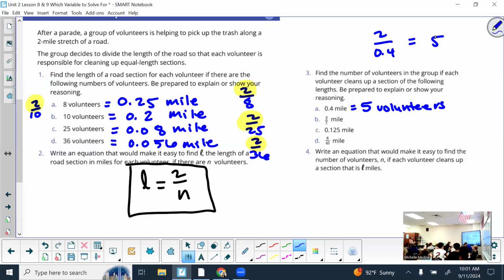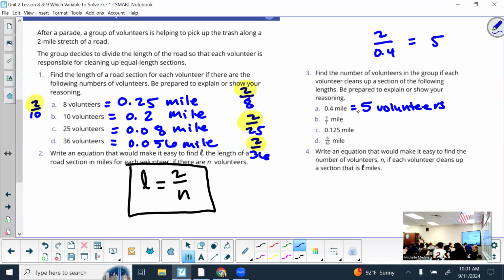Earlier in my first hour, they told me that they just did guess and check. Which works, right? If we figured that for 8 volunteers, they're each cleaning up 0.25 of a mile, that's pretty close to 0.4. You can pick numbers and probably guess and check it. But yeah, that's the math that they're doing.